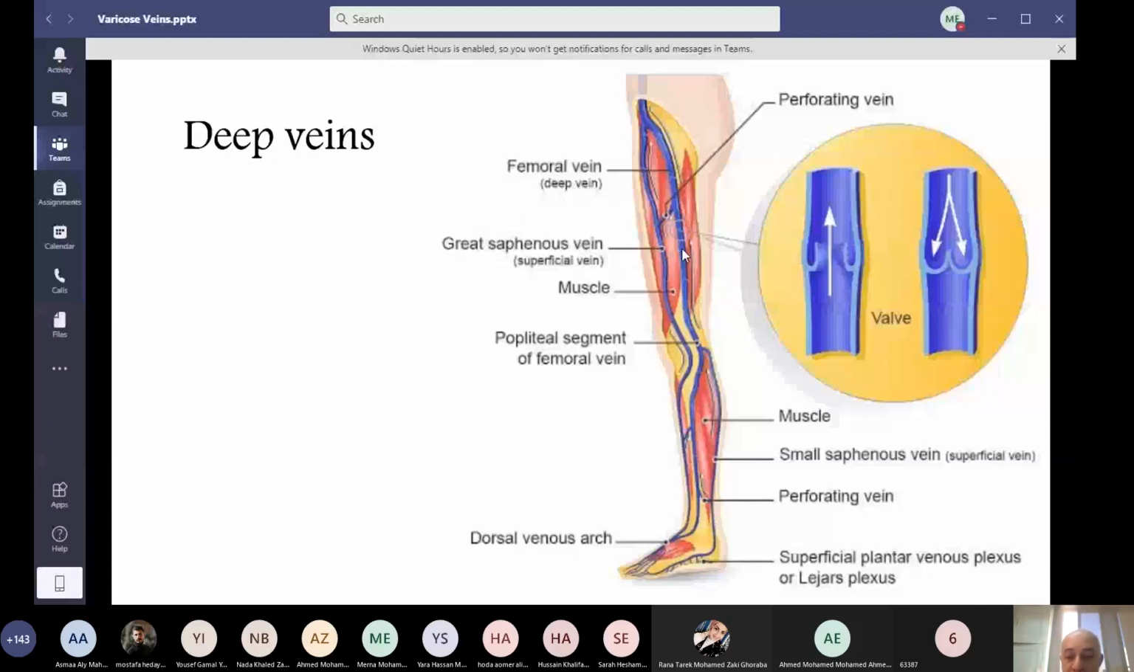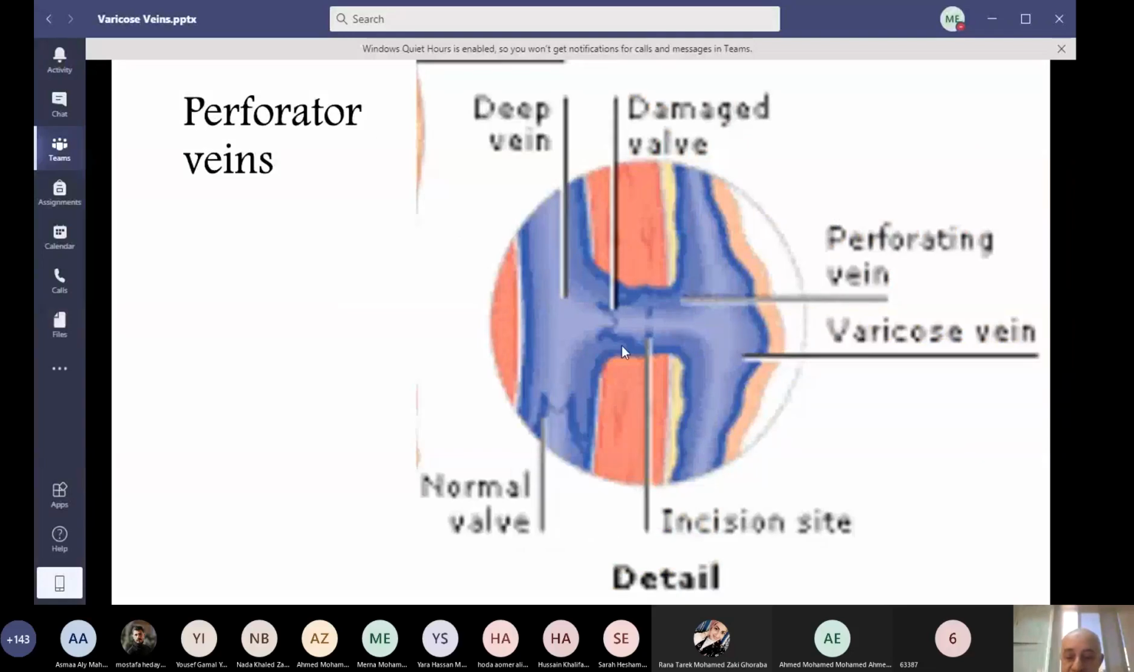This is the anatomy of the perforator veins. If this is the deep fascia, and you have the deep veins and the superficial veins, these are the perforator veins, which possess valves that allow the passage of the blood from the superficial system to the deep system and prevent the passage of the blood in the opposite direction.